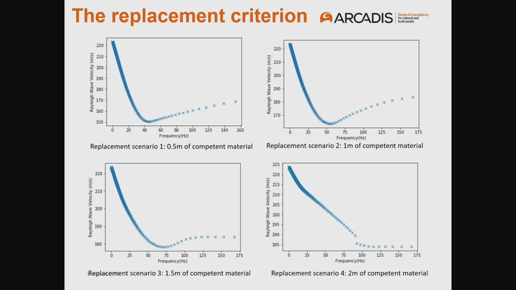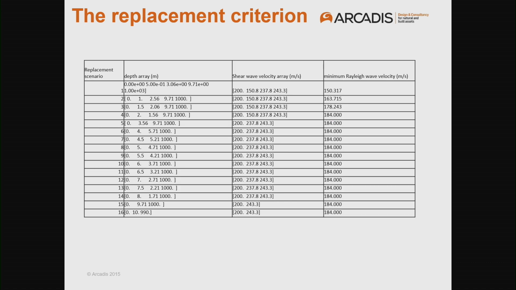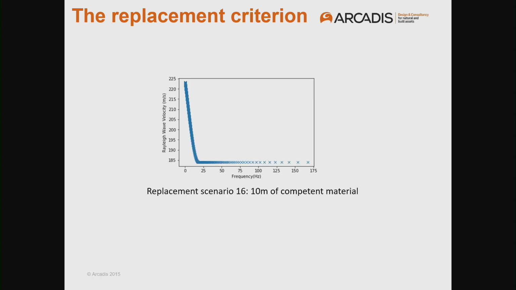The minimum moves further to the right until you reach really high replacement depths, at around 7.5 meters and higher, sorry. So from 7.5 meters onwards, it starts to show a behavior where the minimum moves towards the 0 on the x-axis, and the value remains the same.